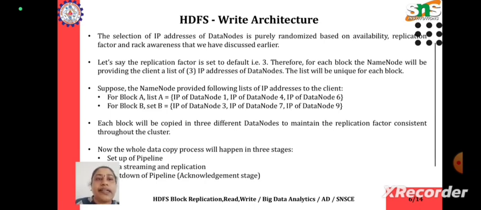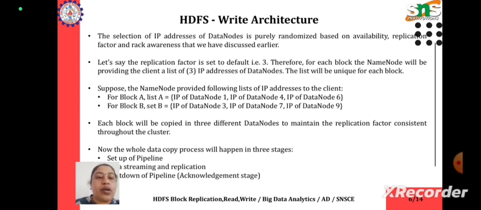Let's say here the replication factor is set to the default, that is 3. Therefore, for each block, the name node will provide the client a list of 3 IP addresses of data nodes. The list will be unique for each block. Suppose the name node provides the following lists of IP addresses to the client. For block A, it will be the IPs of data nodes 1, 4 and 6. For block B, it is nodes 3, 7 and 9. So each block will be copied into 3 different data nodes to keep the replication factor consistent throughout the cluster.